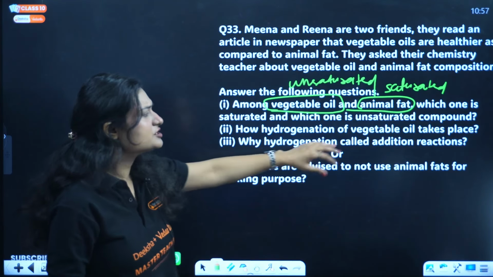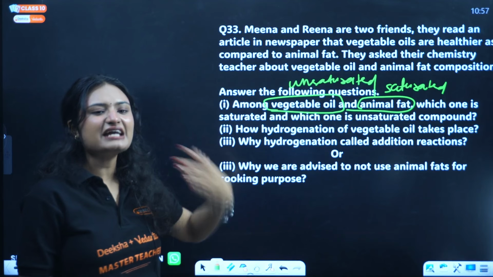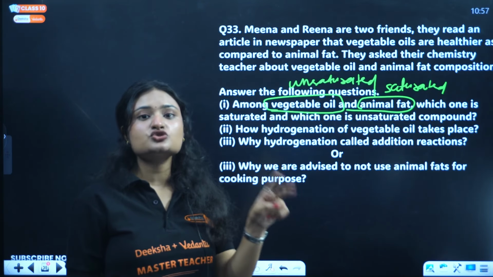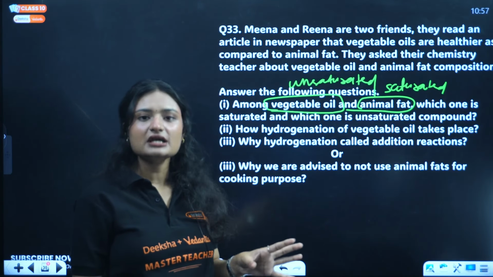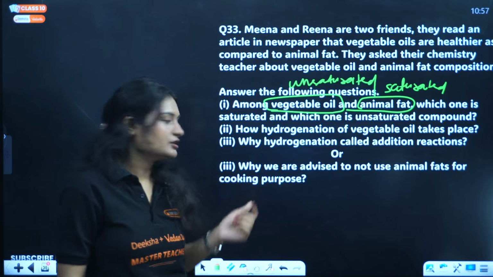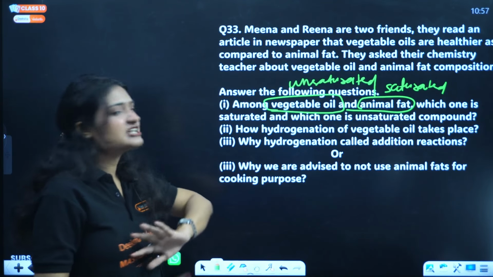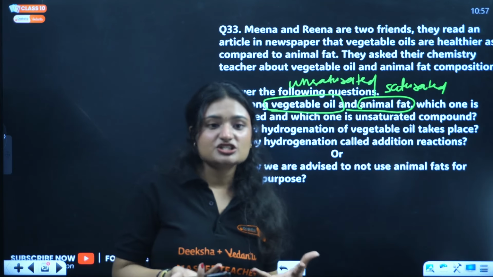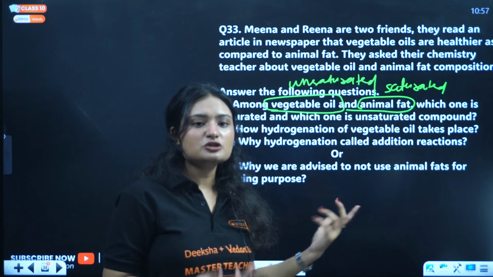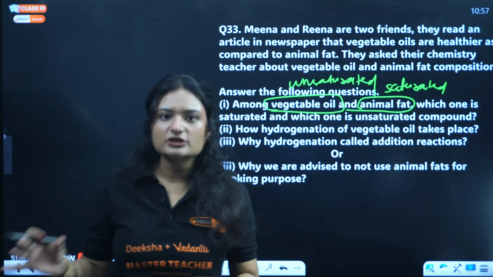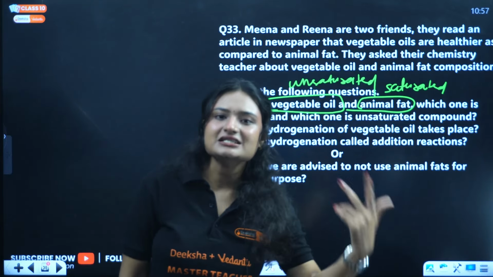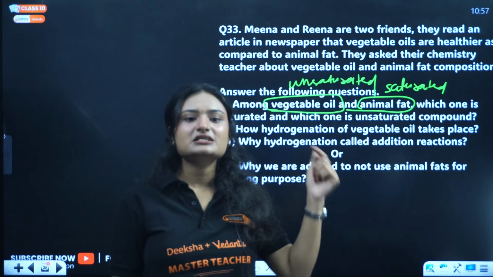Why is hydrogenation called addition reaction? Because we are adding hydrogen to an unsaturated compound. We are adding 2 hydrogens to an unsaturated compound. Okay, that's why it's called an addition reaction. Why are we advised to not use animal fats? Because it is considered that our body can digest unsaturated compounds very easily compared to saturated compounds. Okay, and that's why it is advised you should consume unsaturated fats more than saturated ones.